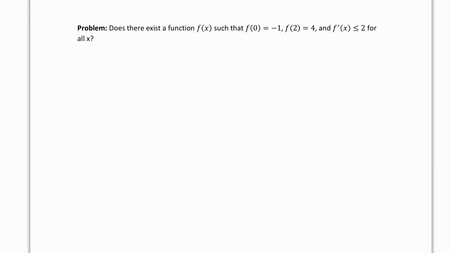So assuming you gave these a go, let's try the first one here. Does there exist a function f(x) such that f(0) equals -1, f(2) equals 4, and f'(x) is less than or equal to 2 for all x? What we're going to do is suppose that such a function exists.